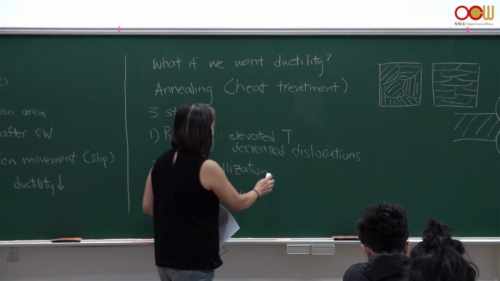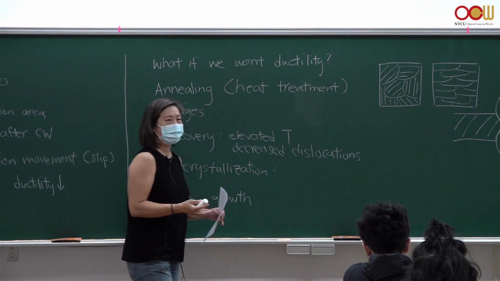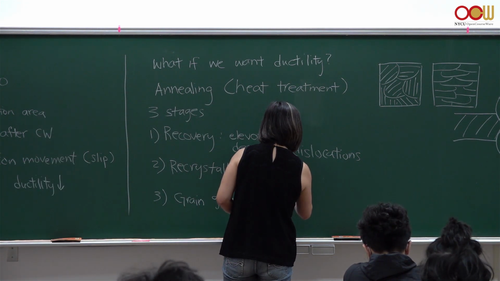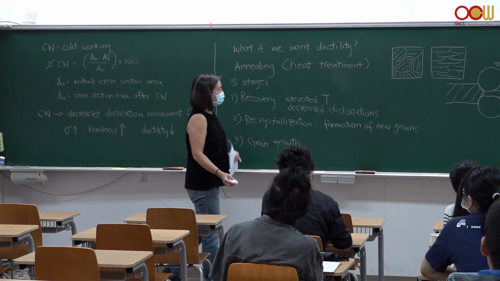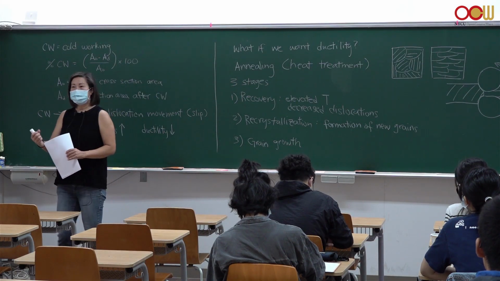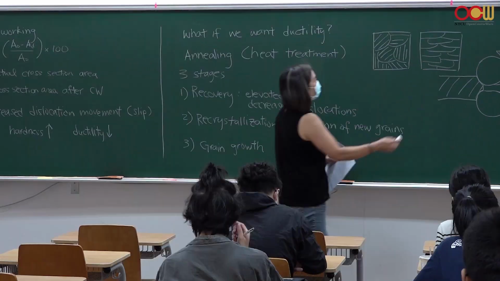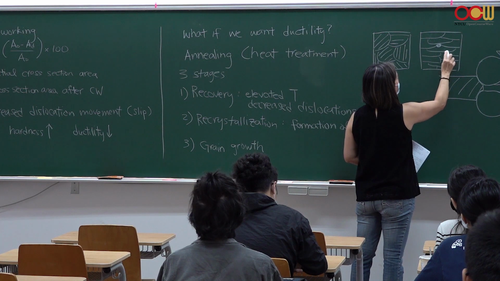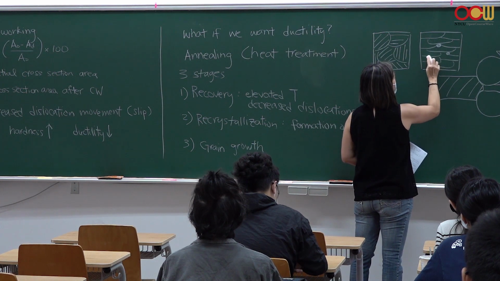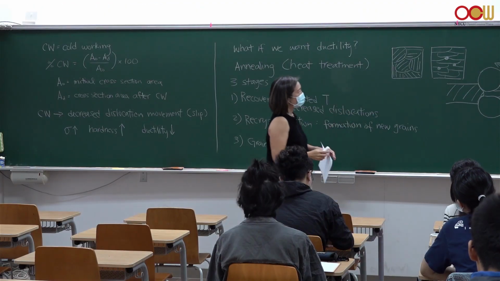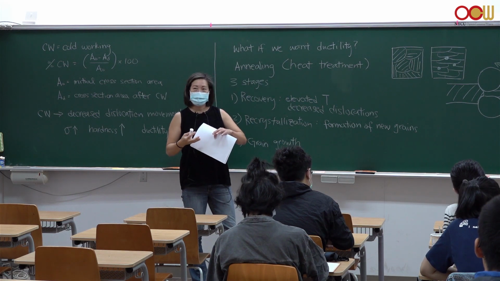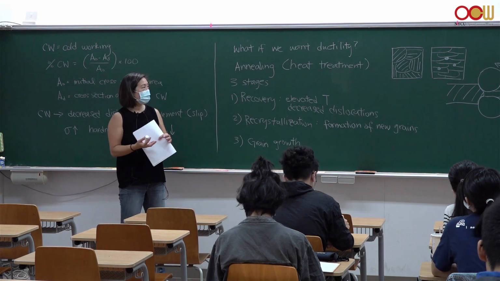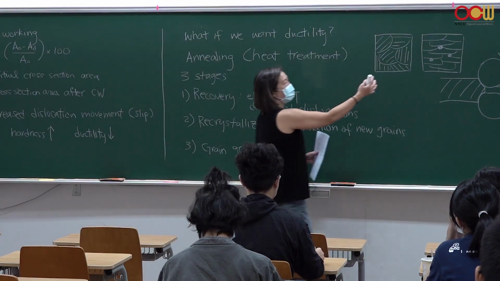In recrystallization, if you continue to keep it at that higher temperature, you can actually get formation of new grains. So that takes a little longer. You can actually get grains that start to grow. So let's say here, you get a new grain that starts to grow, and maybe here another one, and here another one. You get grains that start to grow in an ideal structure, so it's not in this deformed shape.